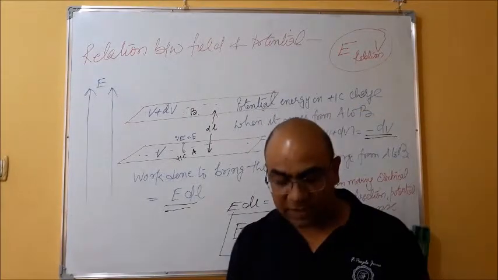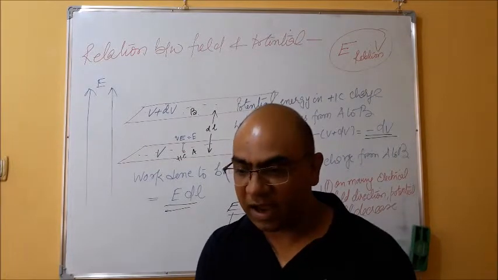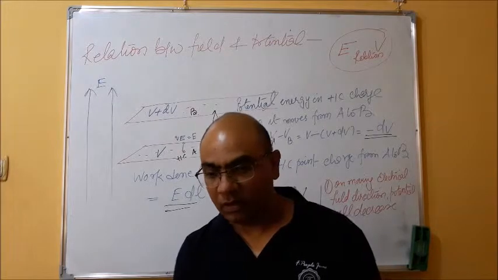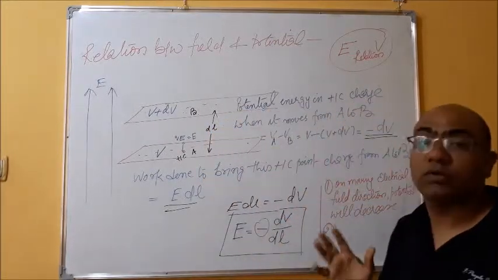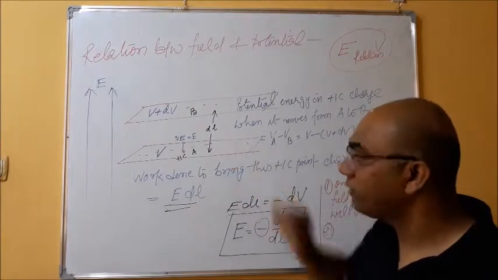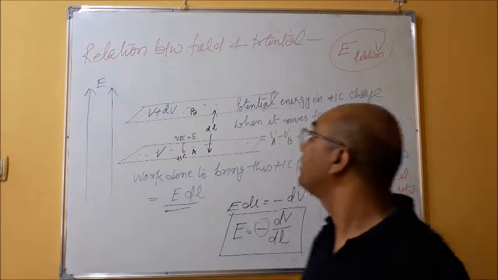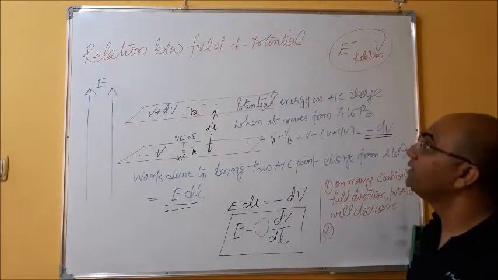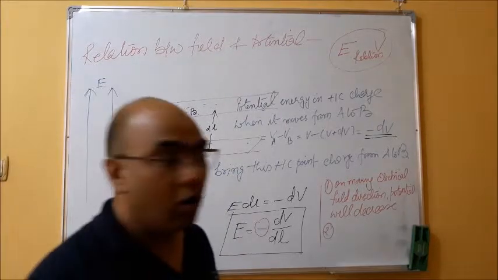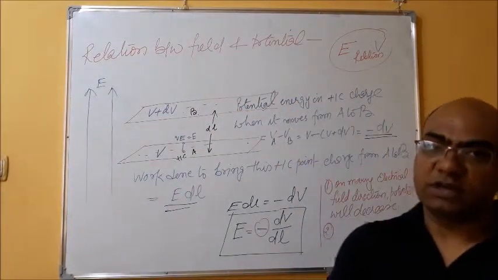So what we can say is that the magnitude given by the change in magnitude of potential per unit length will always be equal. So this is the property of equipotential surface, right? So I hope the concept of relation between field and potential is clear to you. So next, let's move on to the potential energy of a system of charges.